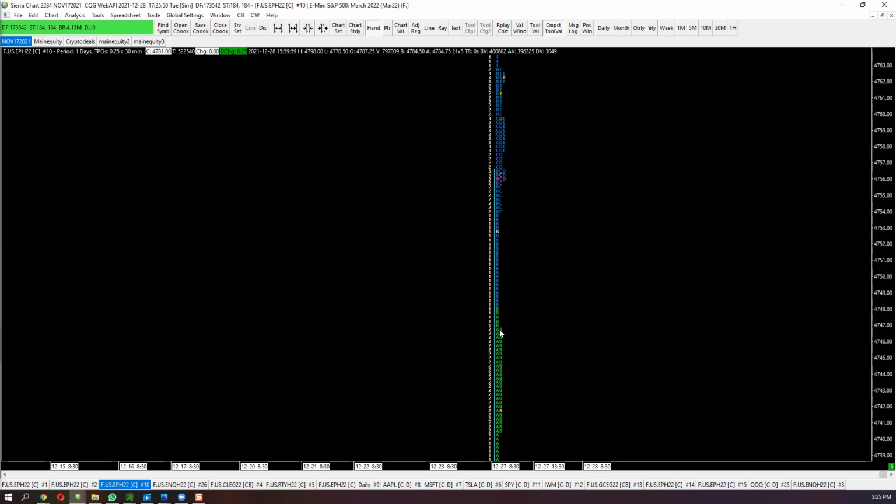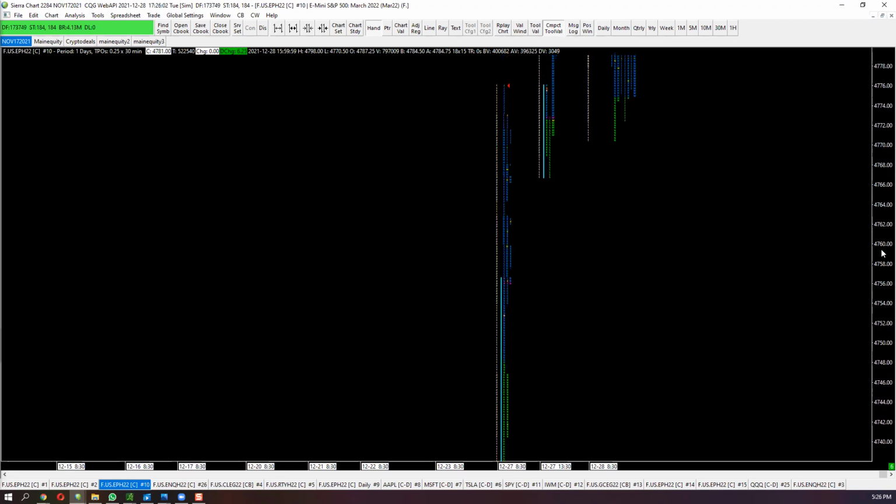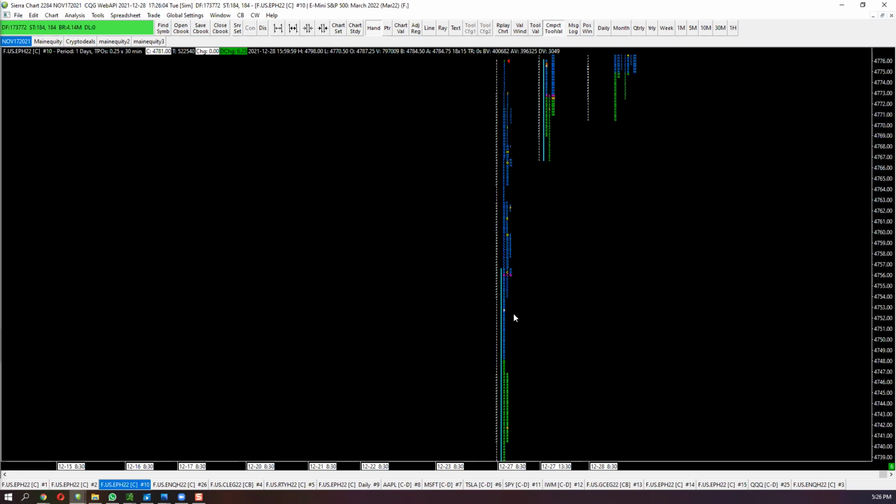There's that A period, B period. This is what we call single prints. And for a short seller, single prints are the kiss of death on the way up. Because what they're telling us is there's absolutely no supply, right? Trading is all about supply.